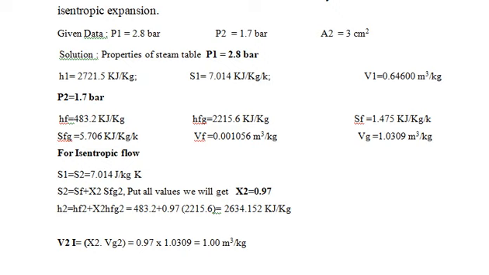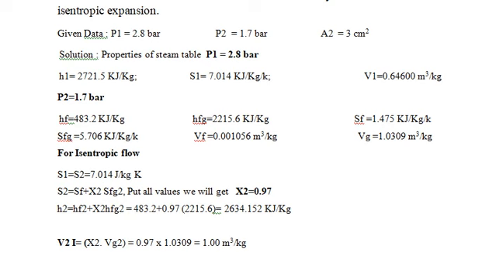Then P2 is 1.7 bar. Again from P2 you have to get the values from the steam table: enthalpy HF, HFG, entropy SF, SFG, and specific volumes VF and VG. HF equal to 483.2 kJ per kg, then HFG 2215.6 kJ per kg, SF equal to 1.475 kJ per kg Kelvin, then SFG, that is entropy, 5.706 kJ per kg Kelvin. VF specific volume equal to 0.001056 meter cube per kg, and then VG, the vapor, 1.0309 meter cube per kg.